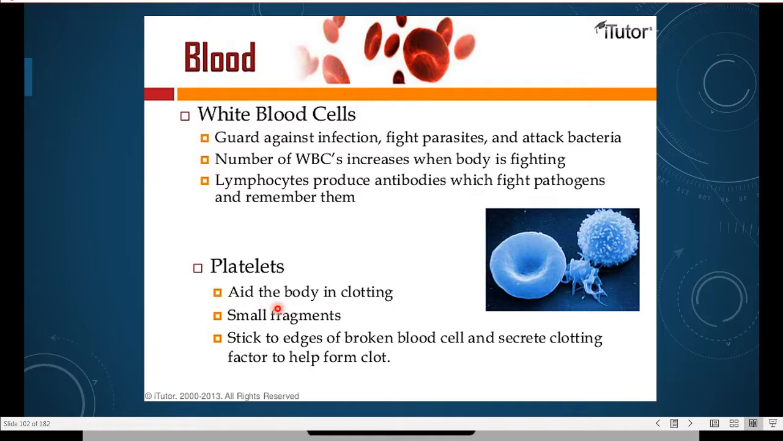And again, platelets aid the body in clotting. So people who don't have enough platelets are known as hemophiliacs. They're free bleeders. A dangerous situation if you're involved in a traumatic incident. And then you have the ones who produce too many platelets and who clot too easily.